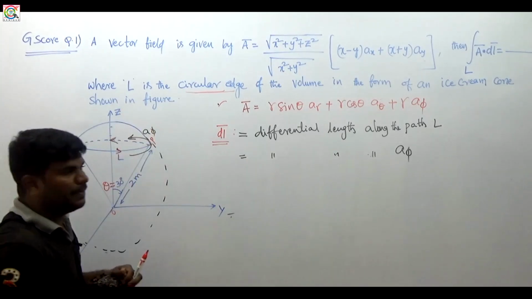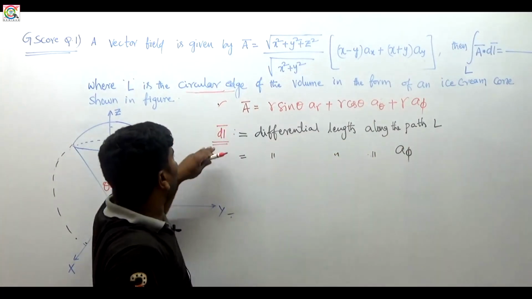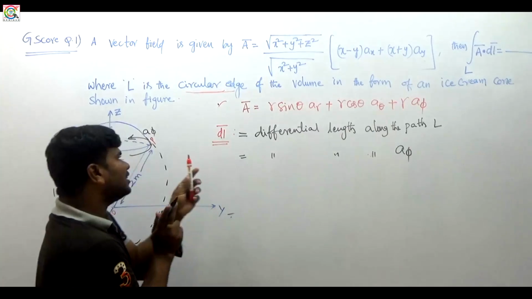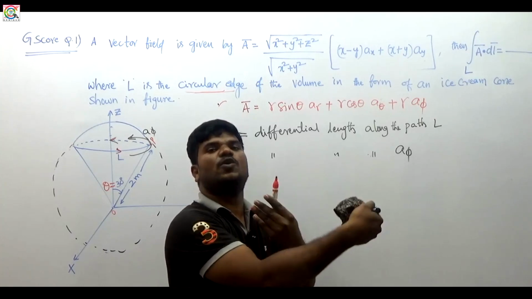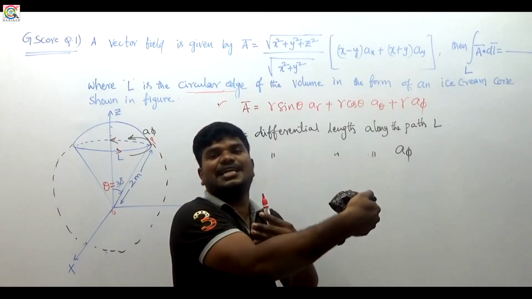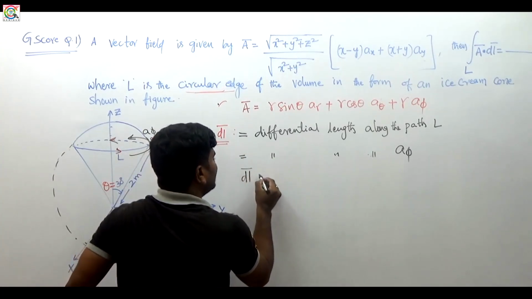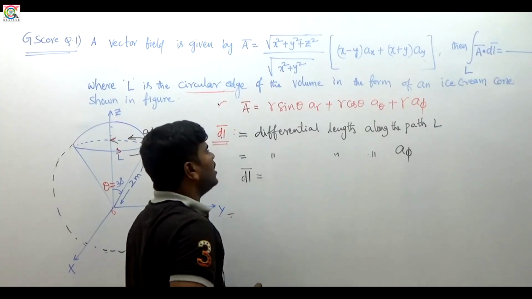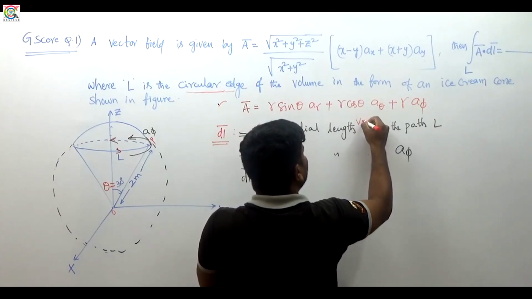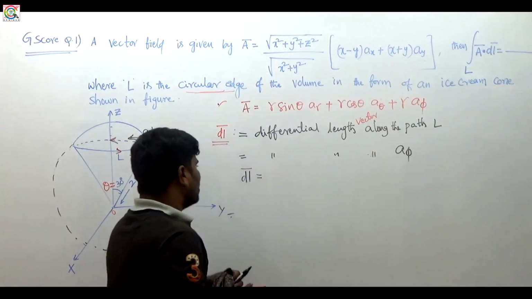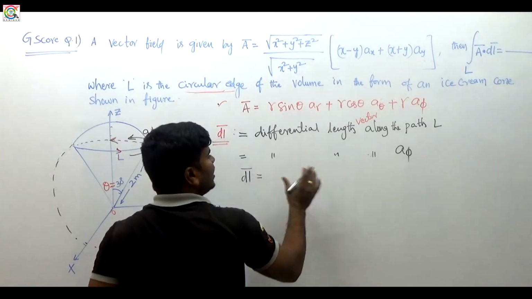Along the phi direction, dl is the differential length along the path L. That path is around the z-axis, tangentially around the z-axis, and tangentially around the z direction is nothing but the phi direction. So dl bar is the differential length vector along the path L, and it will be in the a_phi direction, right?